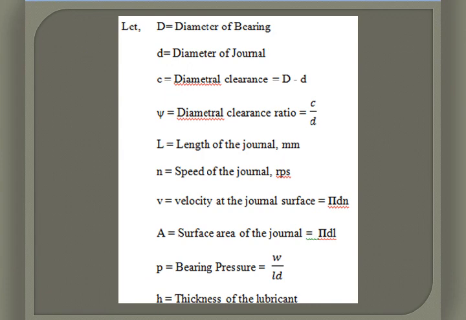Now we'll consider the same journal bearing as per our reference, as shown in the figure. The journal is the portion of the shaft inside the bearing. It has been kept inside the bearing, and oil surrounds the journal. Inside the casing of the bearing, this oil is flowing. Small d is the diameter of the journal, and capital D is the diameter of the bearing.